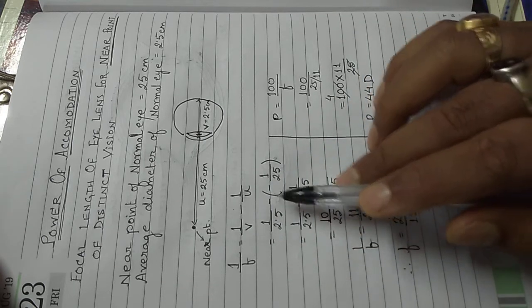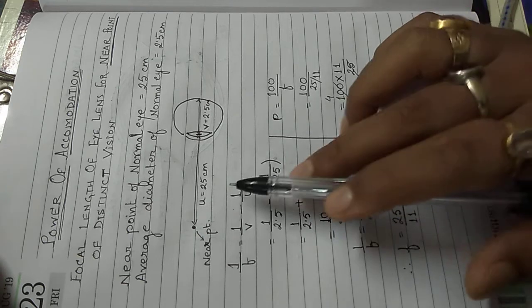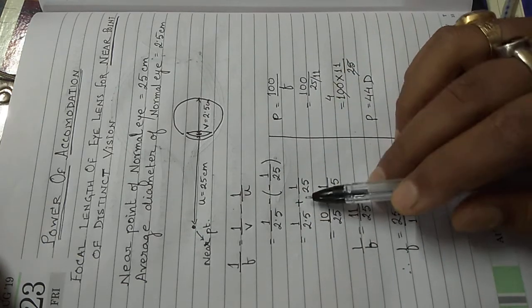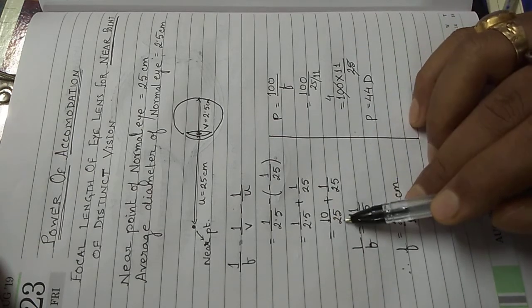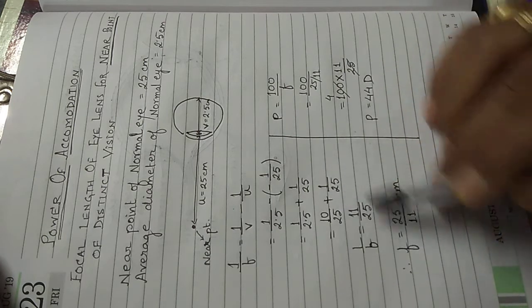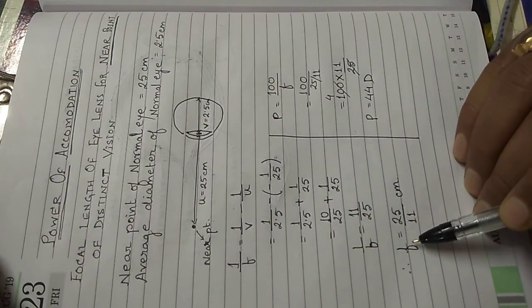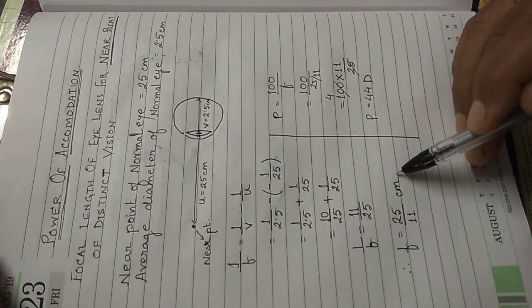So 1 by 2.5 minus, minus 1 by 25. Why minus? Because object distance is always taken to be negative. So we have 1 by 2.5 plus 1 by 25. Shifting the decimal, this is 10 by 25 plus 1 by 25. So 1 by f is 11 by 25. Therefore the focal length will be, reversing it, 25 by 11 centimeter.